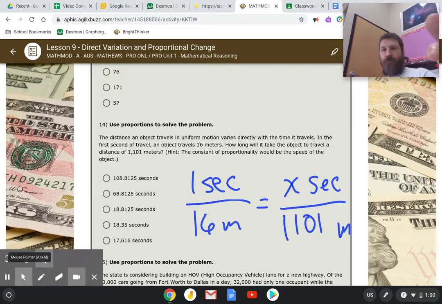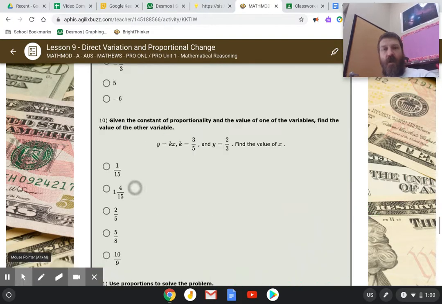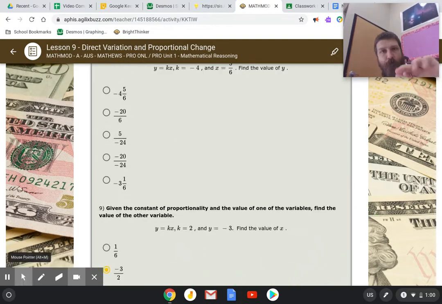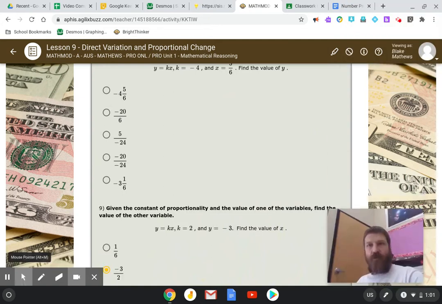This is pretty straightforward. So, yeah, that's pretty much it. I've gotten you started on a lot of these. It's a lot of just basic algebraic solving equations. And that's pretty much it for this lesson.